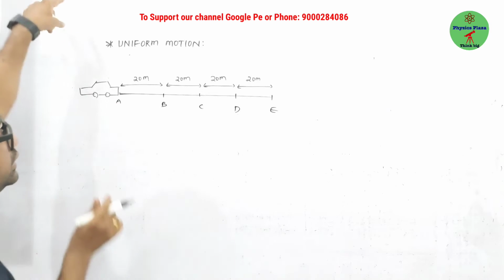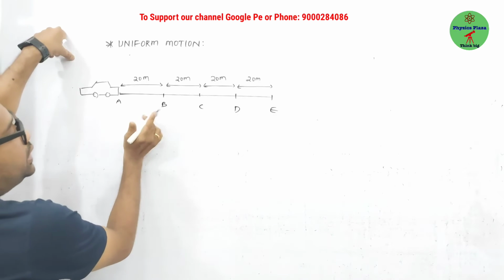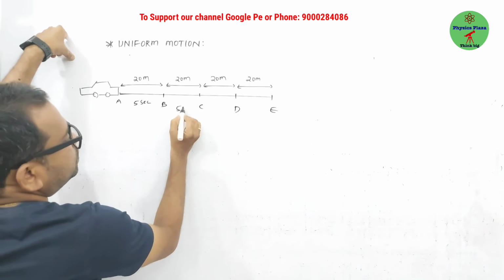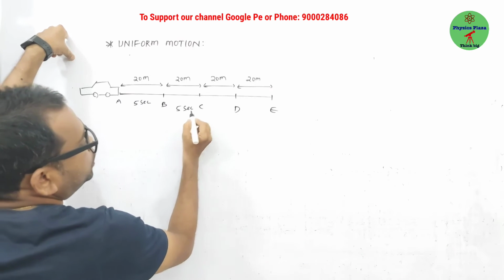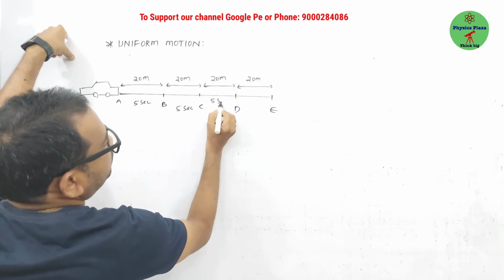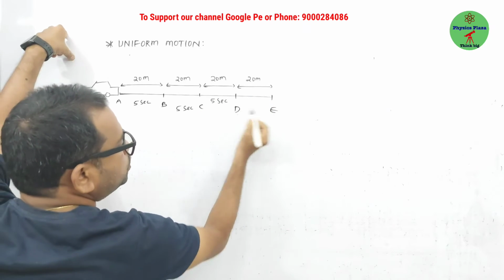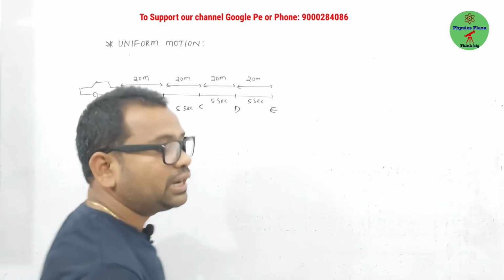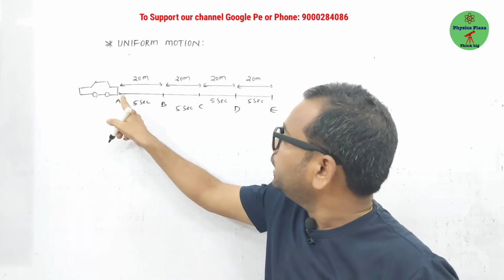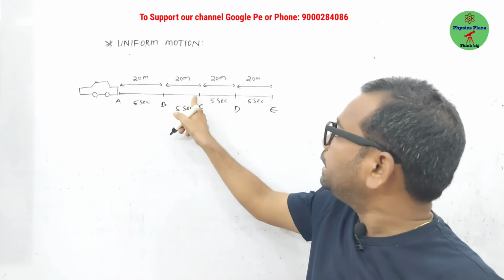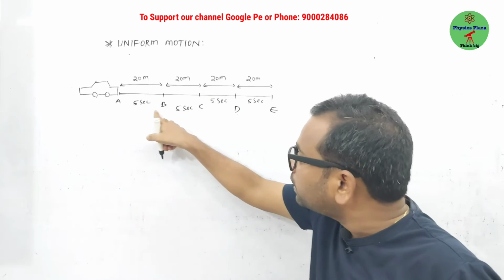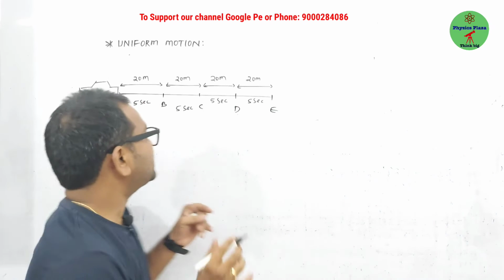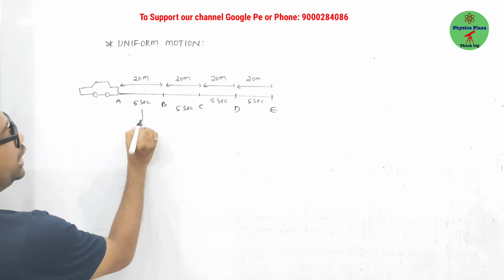Let us say, dear children, this car takes 5 seconds to cover A to B. To cover B to C also 5 seconds. To cover C to D also 5 seconds. To go from D to E also 5 seconds. So it is very clear that it is covering equal distances in equal intervals of time. Yes or no?